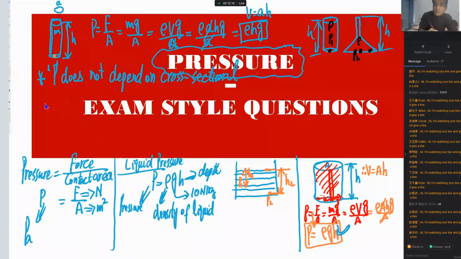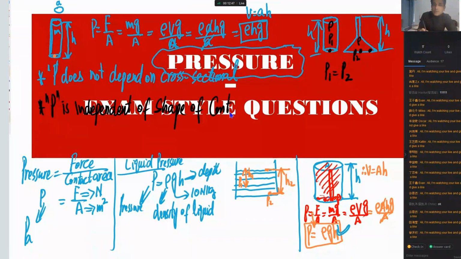Okay, so for this one, simply you need to understand P in this case will be the same. P1 will be equal to P2. Why is P1 equal to P2? Because P is independent of the shape of the container. This is a very important point. So it does not depend on the shape of the container. This is the second conclusion you need to understand about this one.